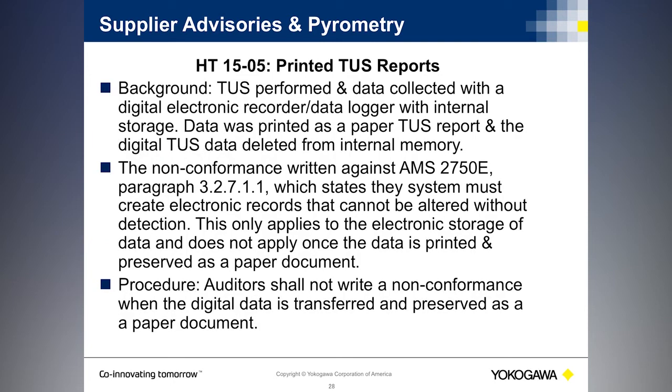And this latest one, 1505, was for printed TUS reports. This one came out of an NCR that was generated because the supplier who was performing their uniformity surveys with an electronic recorder was deleting the original data, but printing up the TUS reports. This advisory now allows that as an acceptable practice, as long as the TUS data is in printed format. That is now your permanent record. There's no need to keep the electronic record anymore.